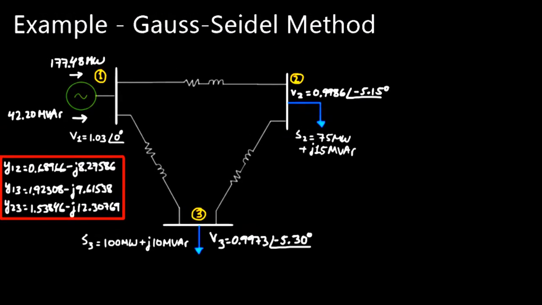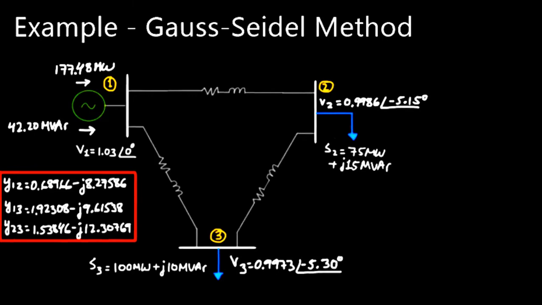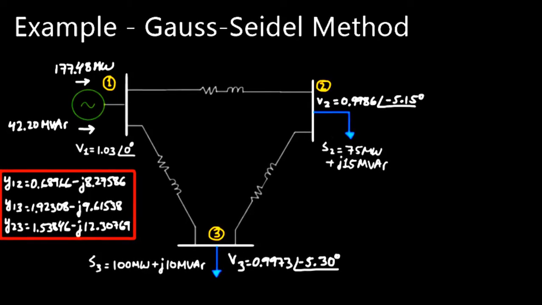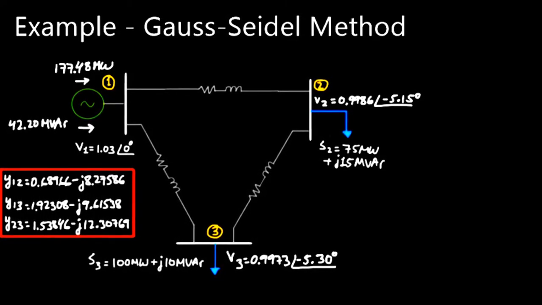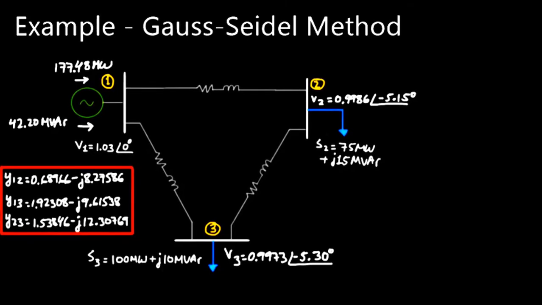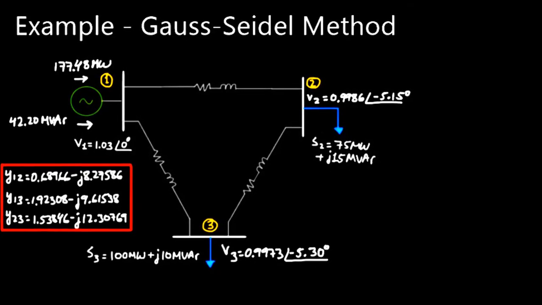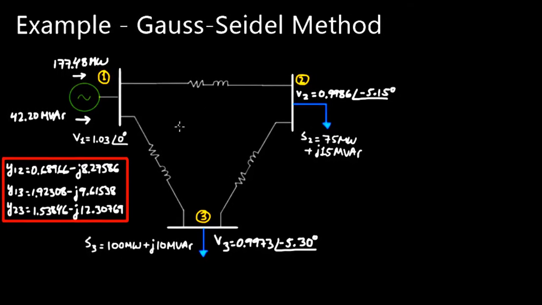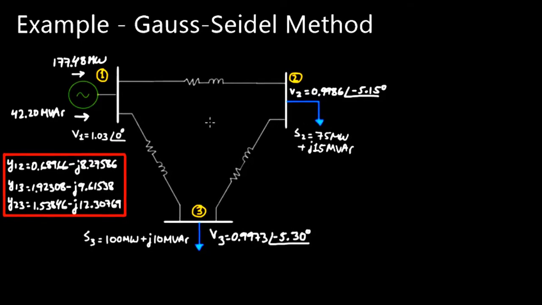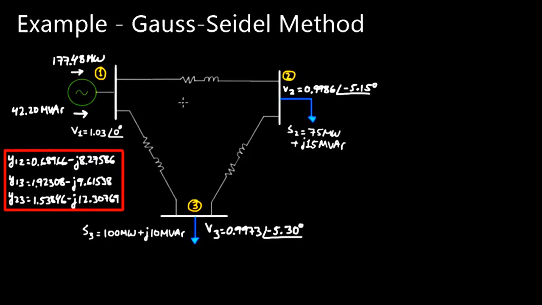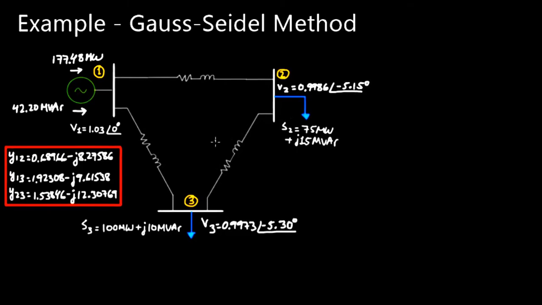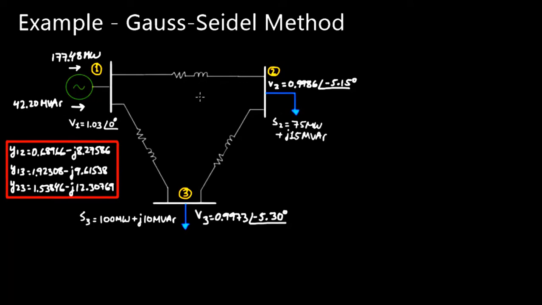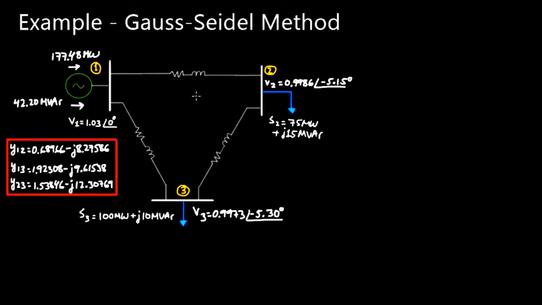Alright, so this should be the last lecture for this Gauss-Seidel example. As you see, we've had 6 parts of this example just to solve one power system with 3 buses and 3 transmission lines. But the last thing I want to do is calculate the power that flows through each transmission line and the power losses in every transmission line. To do that, first we need to calculate the currents that flow through each transmission line. From that we can calculate the sending end power, the receiving end power, and the power loss in every transmission line.